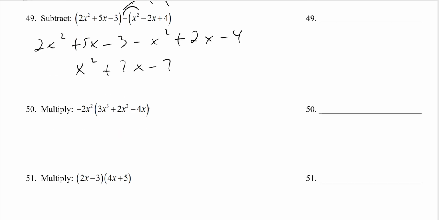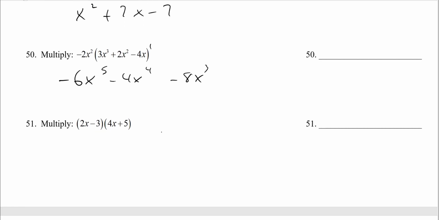So if I distribute that to all 3 terms, I get negative 6. Remember, you add the exponents. So negative 6x to the 5th minus 4x to the 4th minus 8x cubed. Remember, that's x to the 1 right there. And that's it. That's your answer.